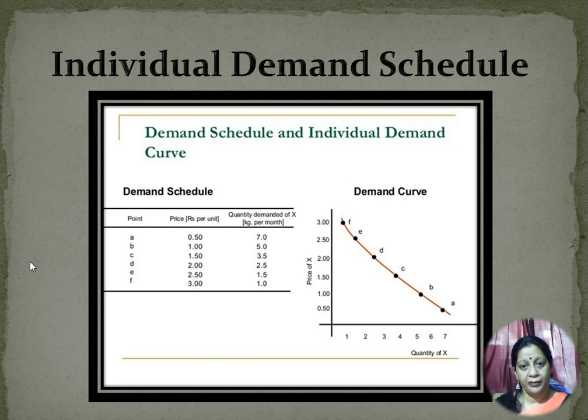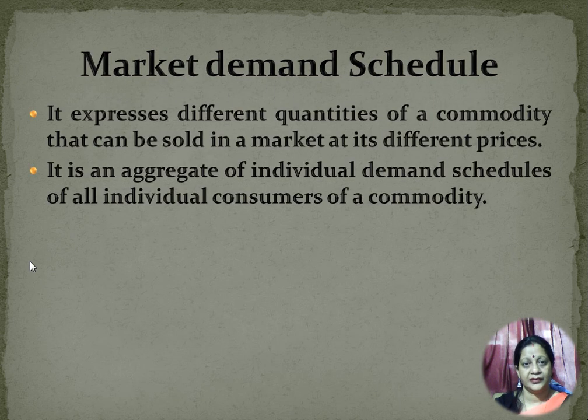So if we talk about the individual demand curve, that means we are talking about a single commodity consumed by a single customer at different prices. Second is the market demand schedule. It expresses different quantities of a commodity that can be sold in a market at different prices. It is an aggregate of the individual demand schedules of all individual consumers of a commodity.